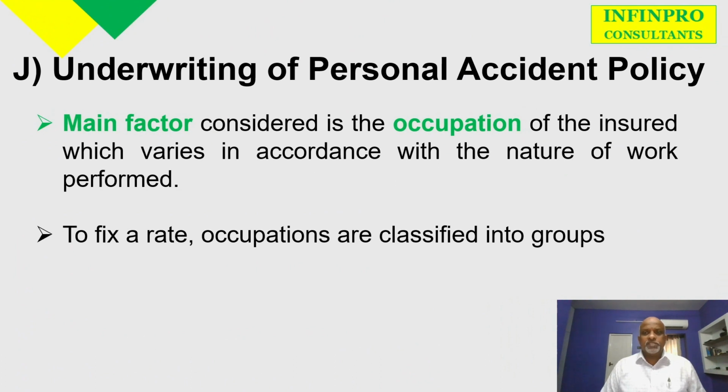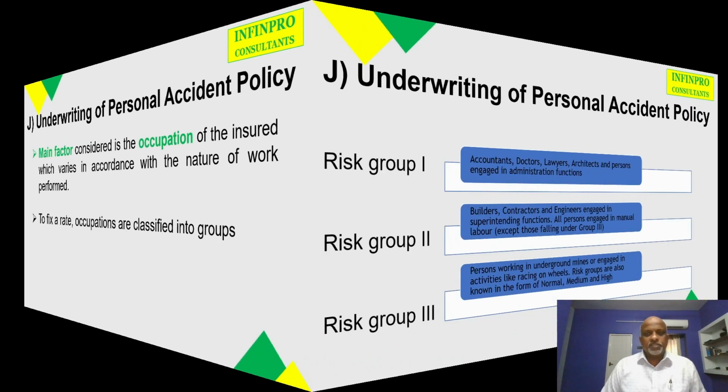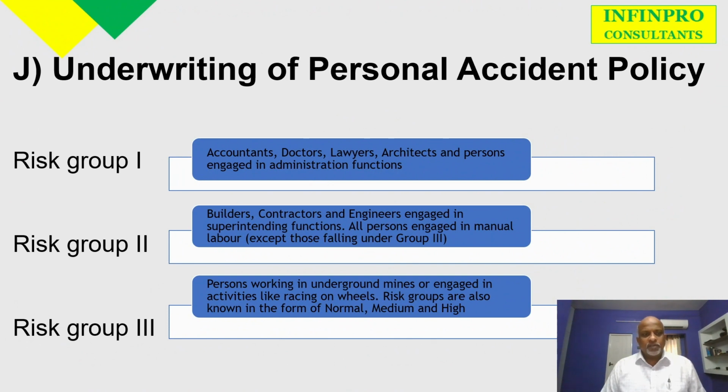Now, underwriting of a personal accident policy. The main factor considered is the occupation, and to fix a rate, occupations are grouped into risk group 1, risk group 2 and risk group 3. Risk group 3 are people working in underground mines or engaged in activities like racing on wheels, where the risk of the group is high. Risk group 2: builders, contractors, engineers engaged in superintending functions, and all persons engaged in manual labor. Risk group 1 will be accountants, doctors, lawyers, architects and persons engaged mostly in administrative functions.